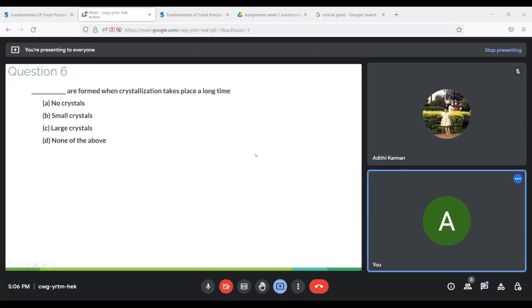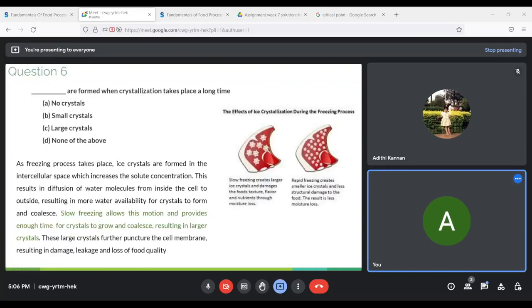So what happens during a crystallization procedure is that, as I've summarized here, in a freezing process, as ice crystals are formed, the amount of free water present in the space between the cells is reduced. Between the cells, whatever space is there, that is where crystal formation will start because there is water there. So your water will start crystallizing and the amount of free water present will reduce.